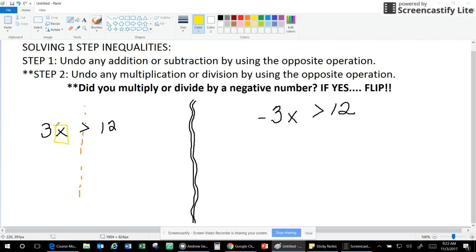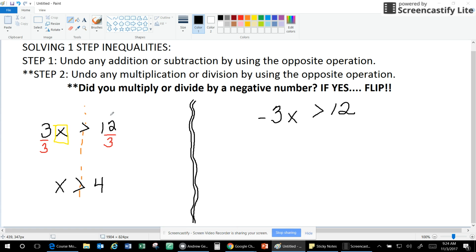So I'm looking at 3x greater than 12. So this is multiplication. So to solve it, I'm going to divide both sides by 3 using the opposite operation of multiplication, just dividing by 3. And I wind up with x greater than 4. Okay? And then I want to check, did I multiply or divide by a negative number? And the answer is no. So since I didn't, nothing to do here.